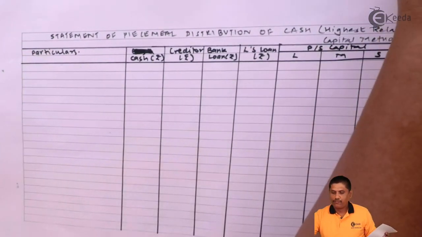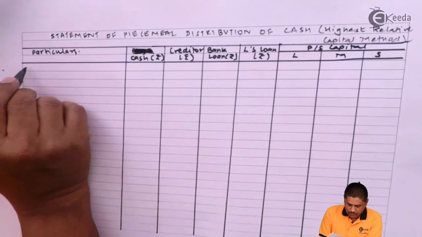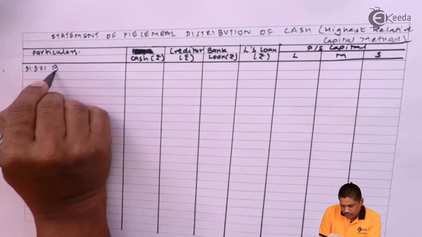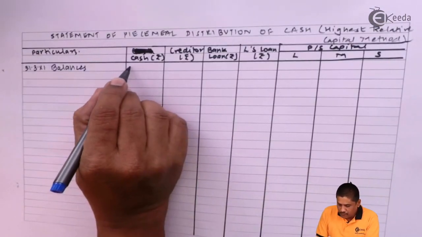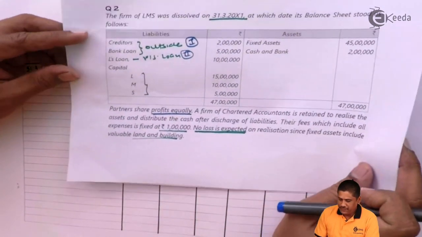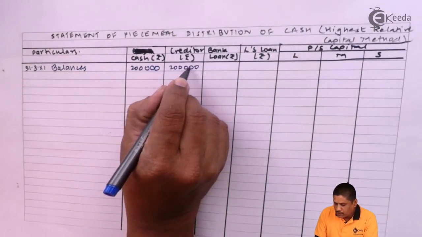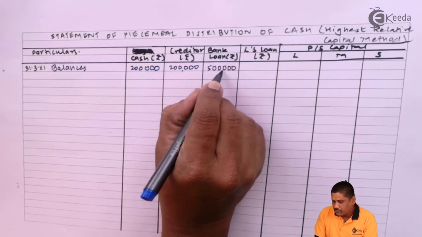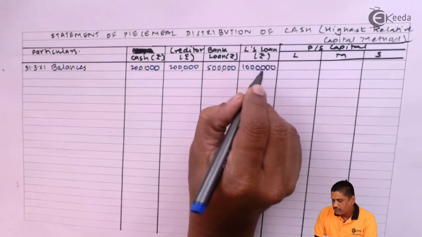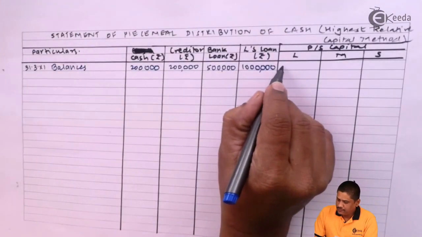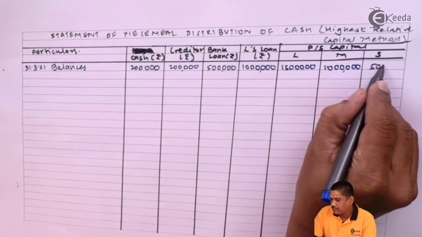Now, look at the data. They have given you balances on 31st March 20X1. Balances. See, available cash is 2 lakh at that time. Creditors are 2 lakhs. Bank loan 5 lakhs. L's loan 10 lakhs. Capital accounts of partners 15, 10 and 5, that is 15 lakhs, 10 lakhs and 5 lakhs.